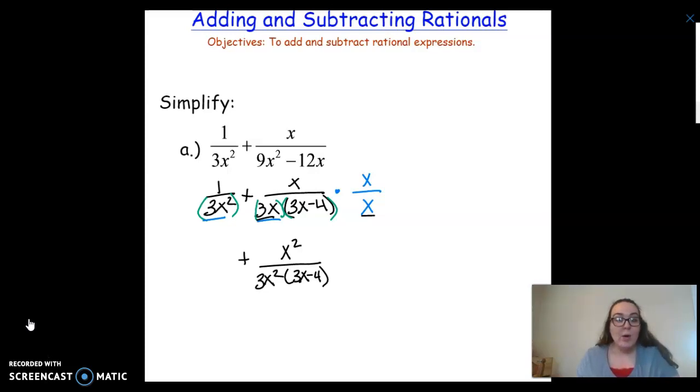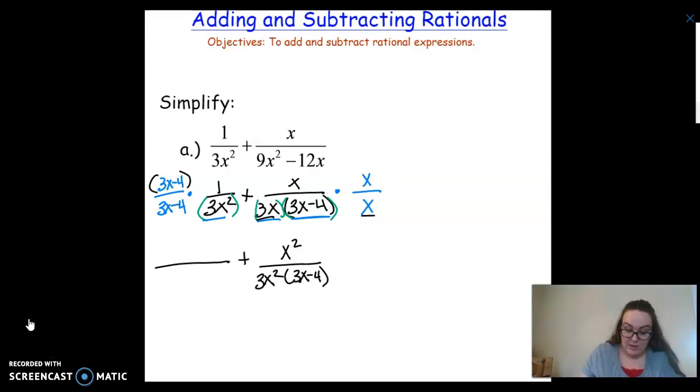Okay, now on that first fraction, it had that quantity 3x squared, but it did not have this 3x minus 4. So I'm going to multiply by that 3x minus 4 on both the numerator and the denominator. So that second fraction has a 3x minus 4 being multiplied by 1. Okay, so this being multiplied by 1 right here, it just means I have a 3x minus 4. And then I'm going to write it so my denominators are the same. 3x squared times 3x minus 4.